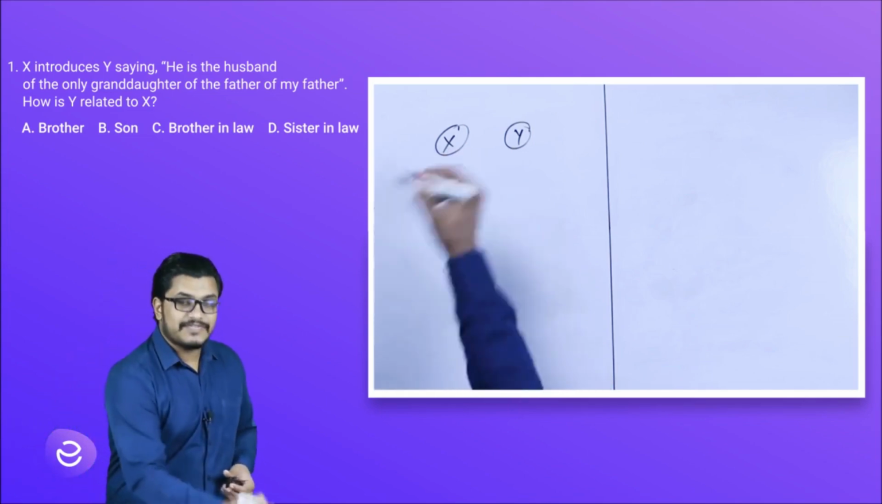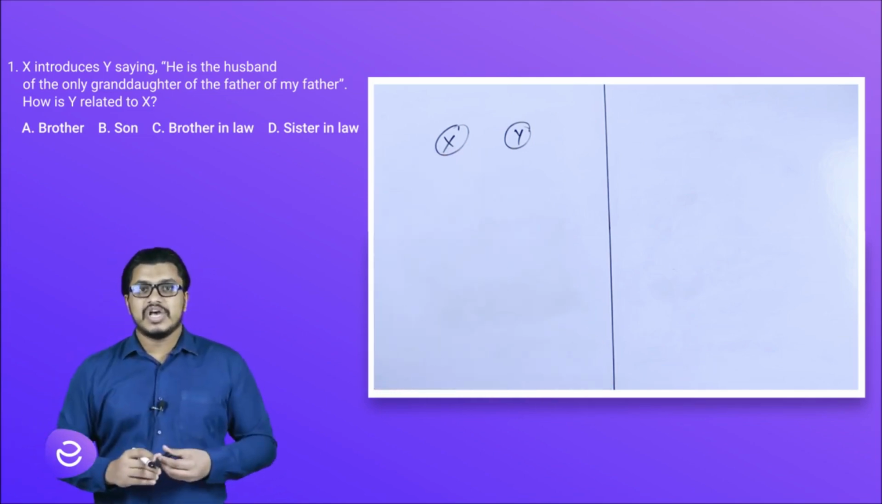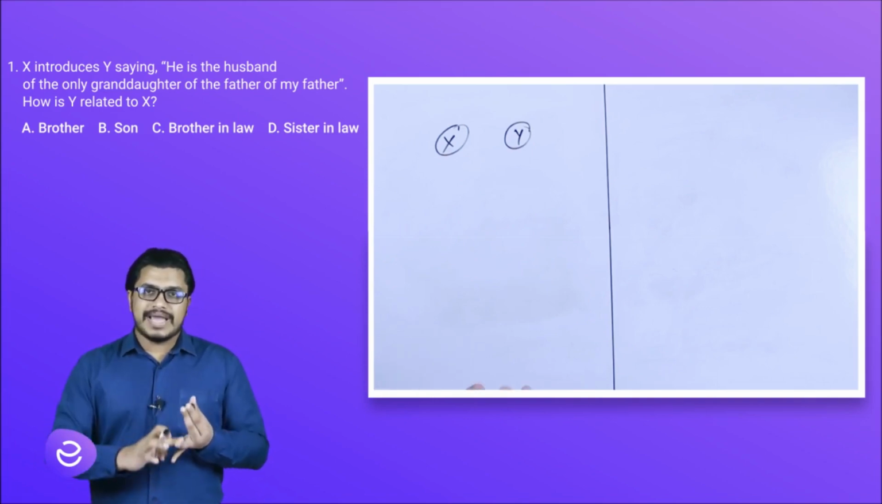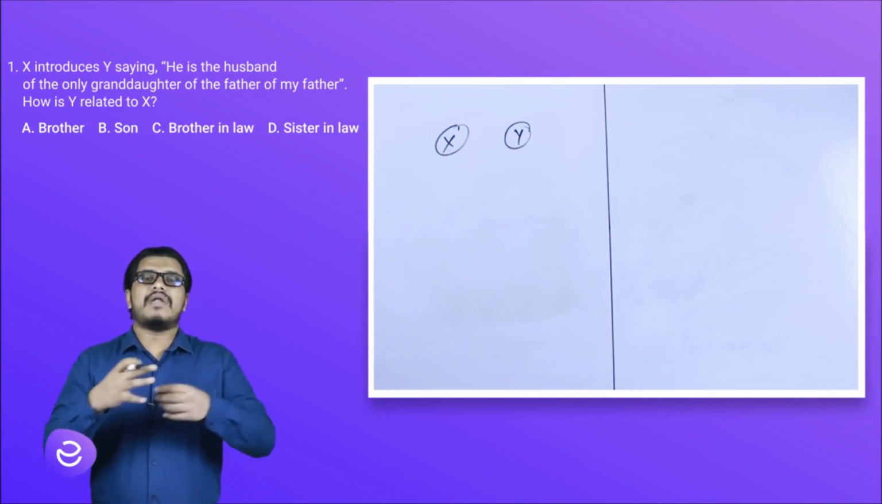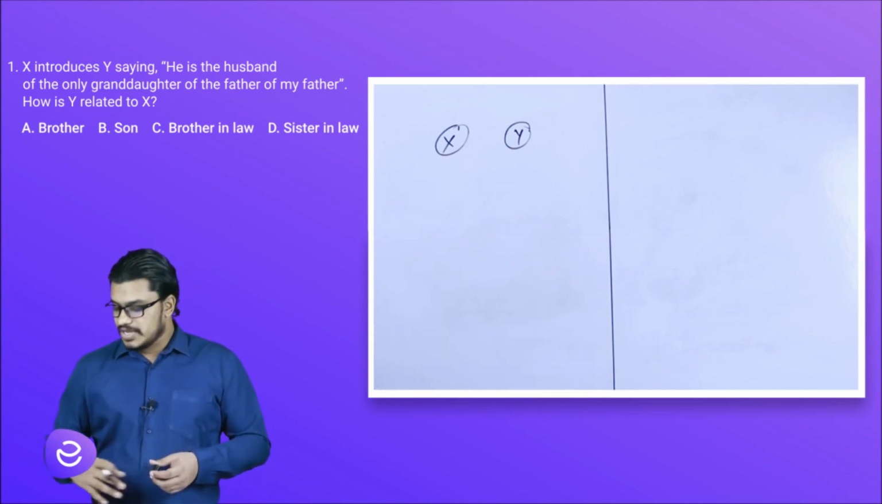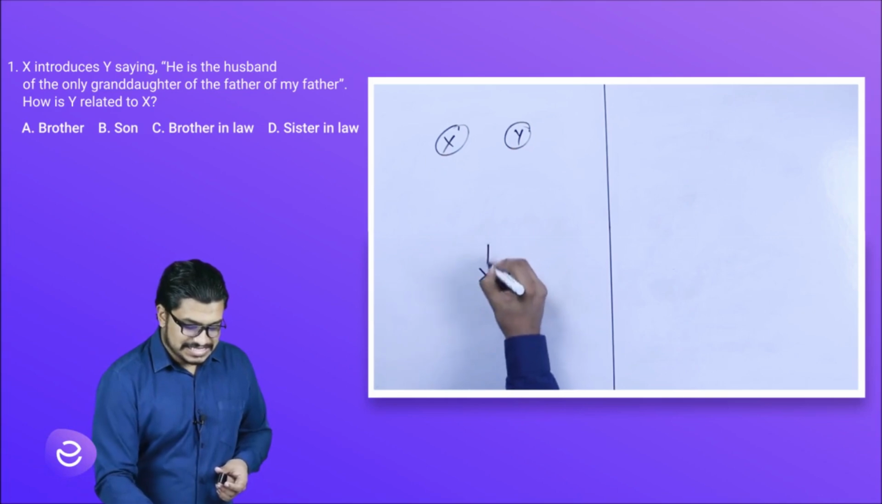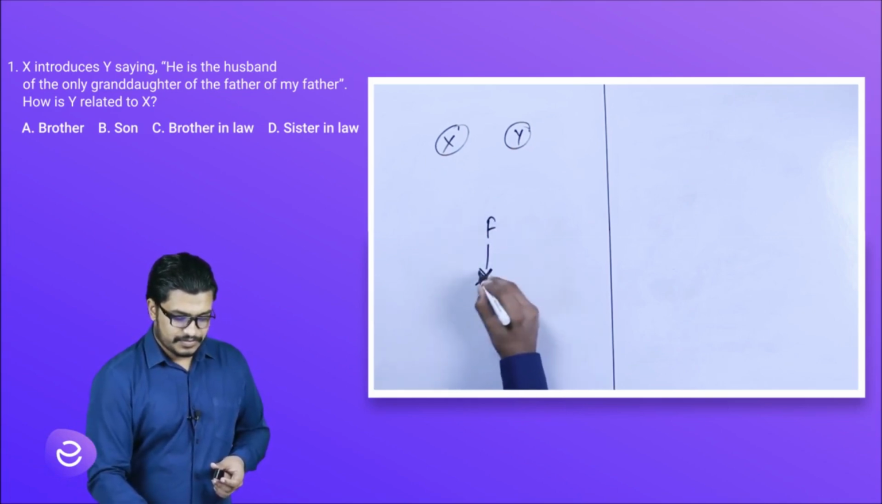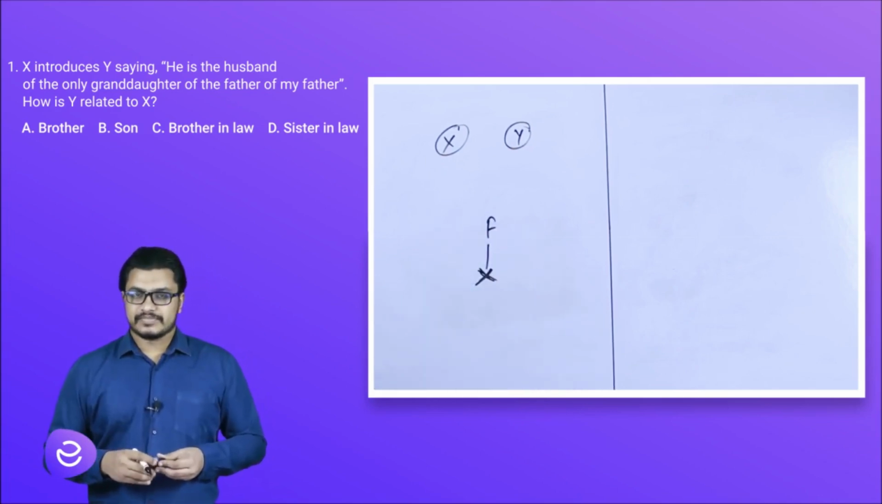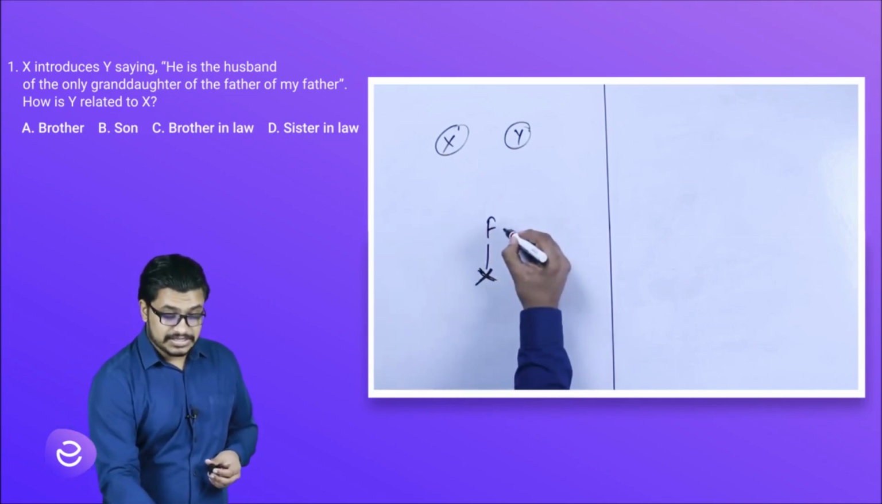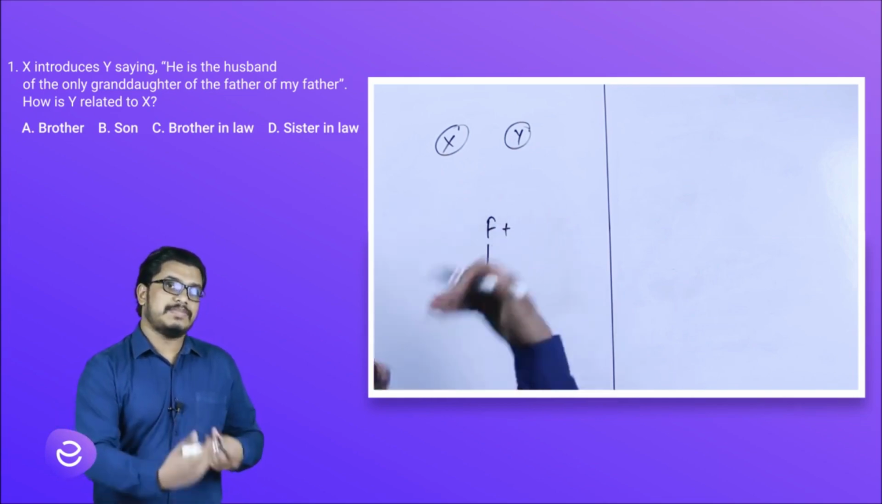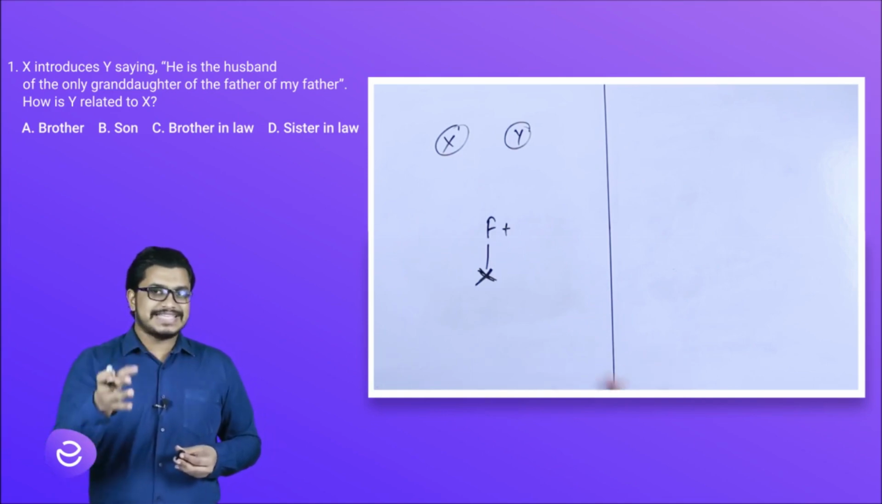Here x is the first person, x is the one who is speaking. Any words like my, mine, or me all relate to the person called x. So the last relationship here is my father, that means it is x's father. Now we know the gender of father because he is a male, so we put a plus sign. You can use any symbol that you want.